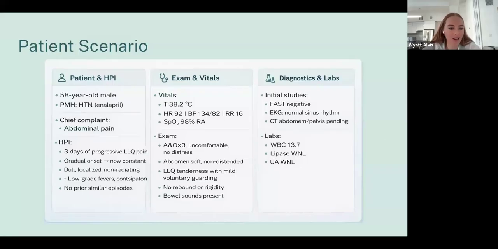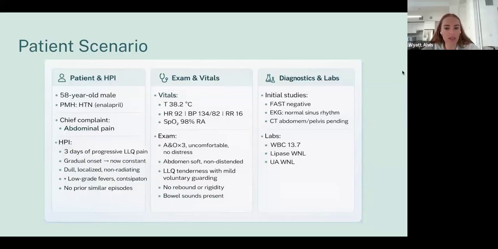So, this is our hypothetical patient scenario. Mr. Clark, he's a 58-year-old man with well controlled hypertension. He presents with 3 days of progressively worsening left lower quadrant pain. The pain started gradually, but then became constant and is associated with some fevers and constipation. But he denies any GI bleeding, vomiting, or any urinary symptoms.